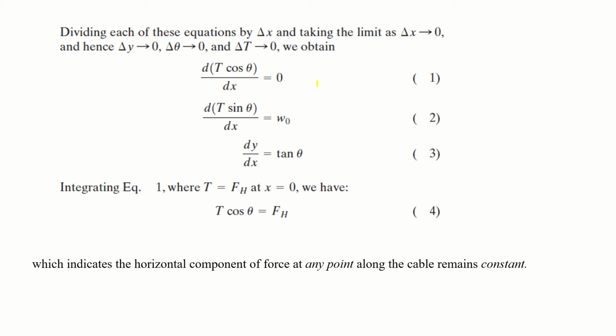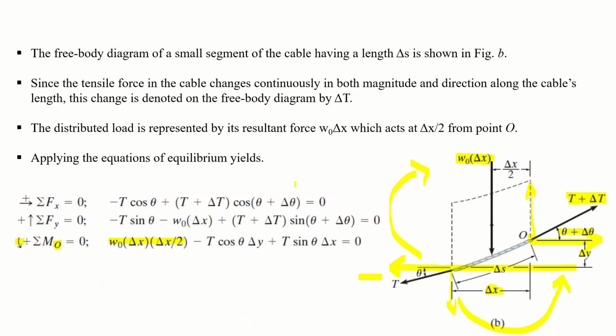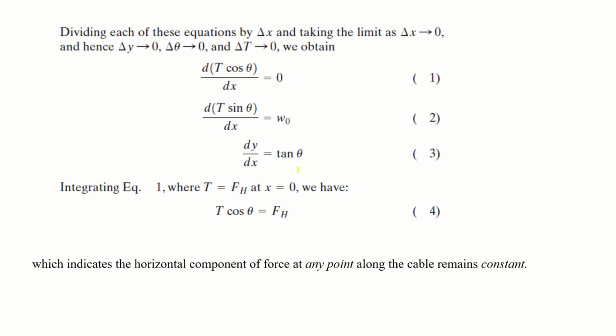This is the first equation: d over dx of T cos theta is equal to 0. The second: d over dx of T sin theta is equal to w naught. When you solve these equations, you will get it. And the third one is dy by dx is equal to tangent theta.